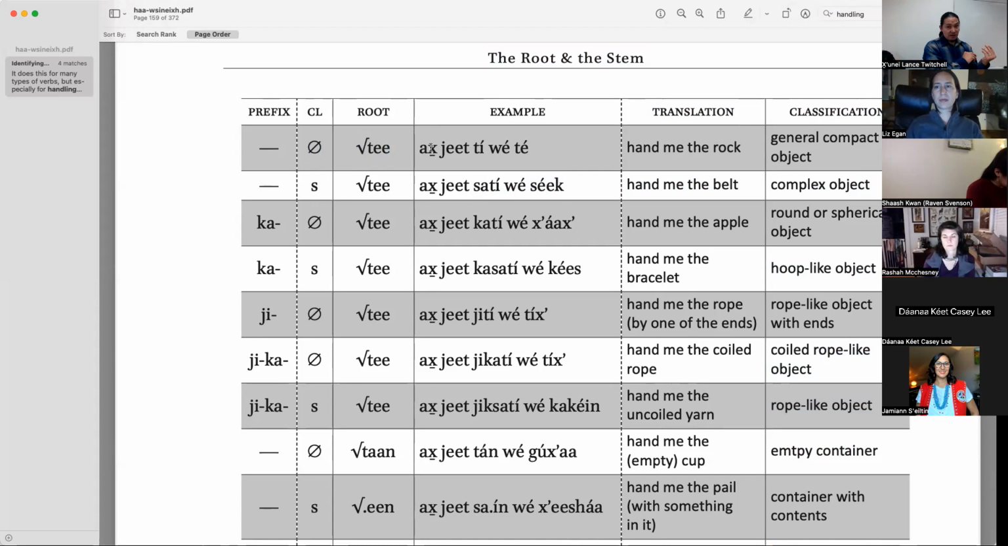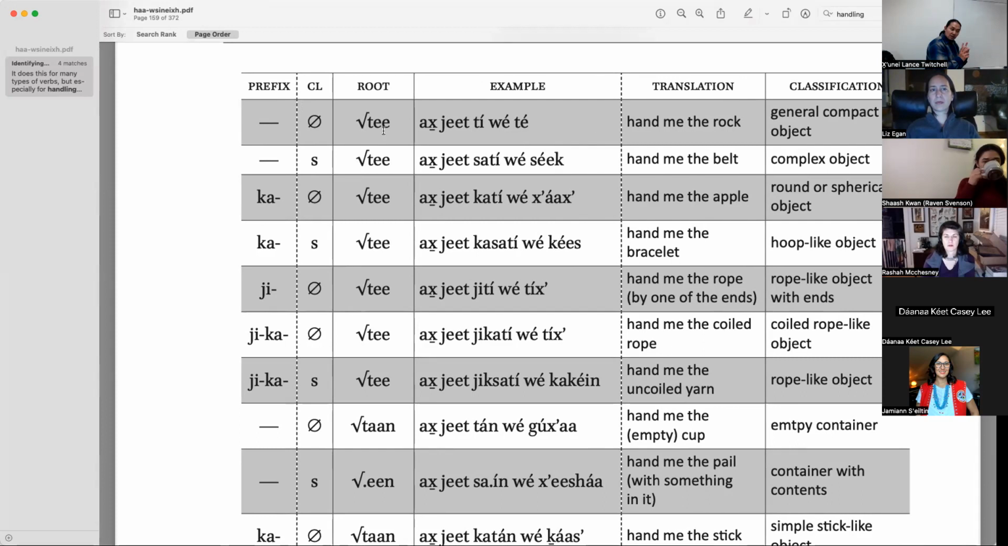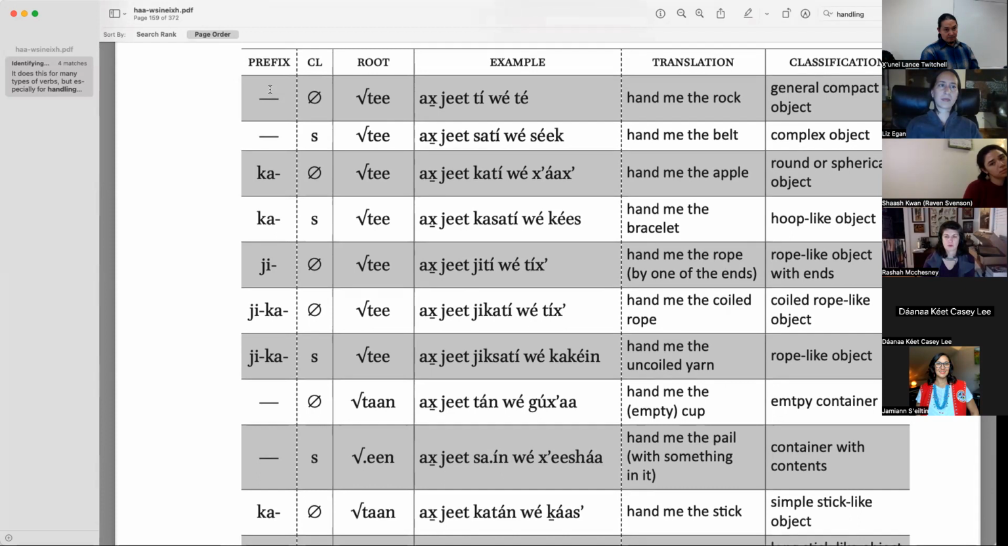So we're not going to deal with the different types of motions. We'll just deal with whether there's a prefix, a classifier, and a root. We'll learn a lot about this stuff, right? They'll all have a verb root. They'll all have a classifier. They might have a prefix, and this prefix has meaning. Ka is, well, there are three types of ka, which can be frustrating. But the two we're going to be dealing with here are a spherical or round object, or a horizontal surface. So you go from ti, which is a general object, to sati, which is a complex object, like a belt or a cell phone.